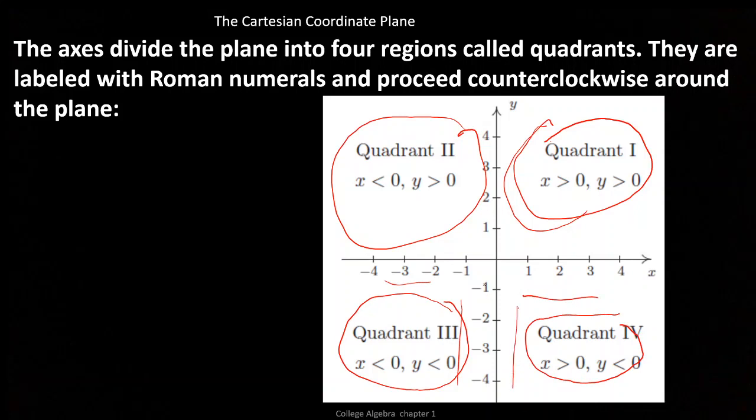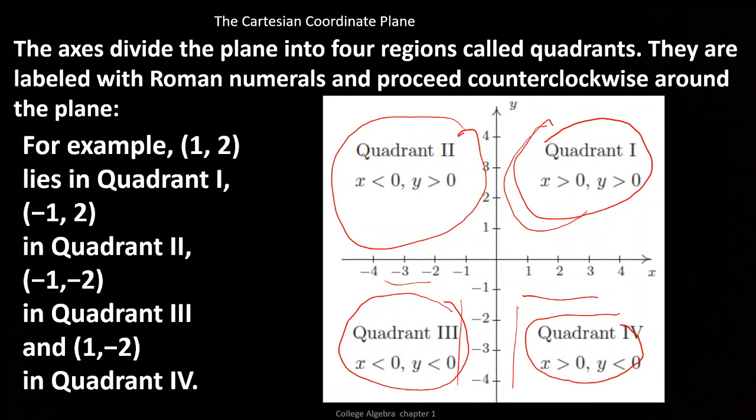You don't have to memorize these. You can just imagine this. It's very easy to imagine, right? Remember, x is the horizontal number and y is the vertical number. So for example, 1, 2 is in the first quadrant. 1, 2 is right there. And negative 1, 2 is in the second quadrant. Negative 1, negative 2 is right here, in the third quadrant, and so forth.